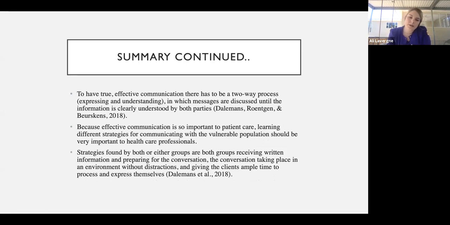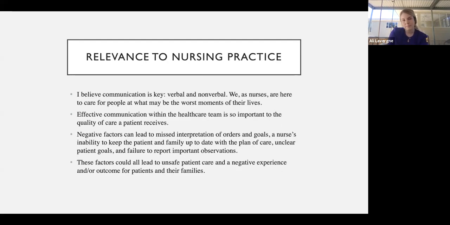Because effective communication is so important to patient care, learning different strategies for communicating with the vulnerable population should be very important to healthcare professionals. Strategies found by both groups included receiving written information and preparing for the conversation, the conversation taking place in an environment without distractions, and giving the client ample time to process and express themselves. This is my relevance to the nursing practice.